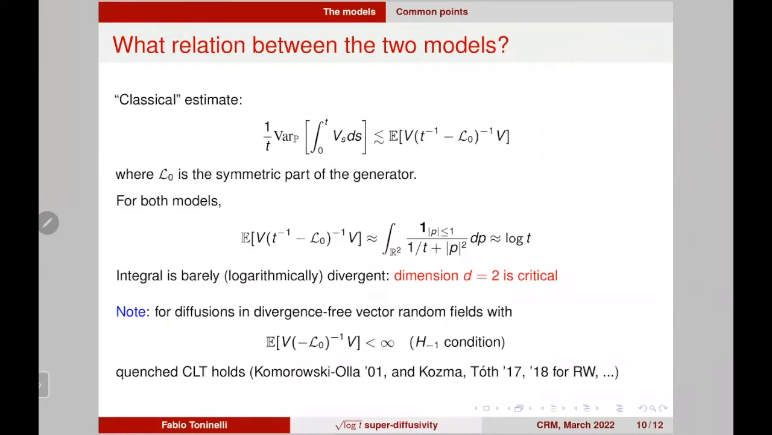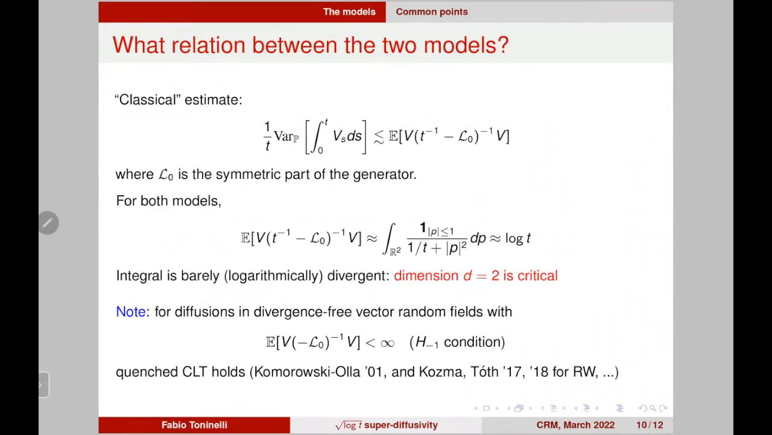And right, so this is an important remark. If you look instead at the diffusion in a divergence-free ergodic random vector field, if instead this norm here is finite even for t equal infinity, in this case one says that the H-1 condition holds. In that case, it's known that the diffusion will actually be diffusive on large scale, so that it satisfies a quenched CLT. There are results by Komorowski-Olla, in the discrete setting by Kozma-Tóth. I mean, there is a long literature here.